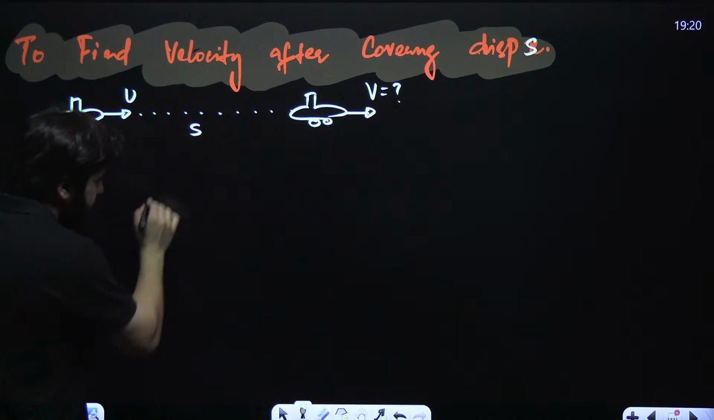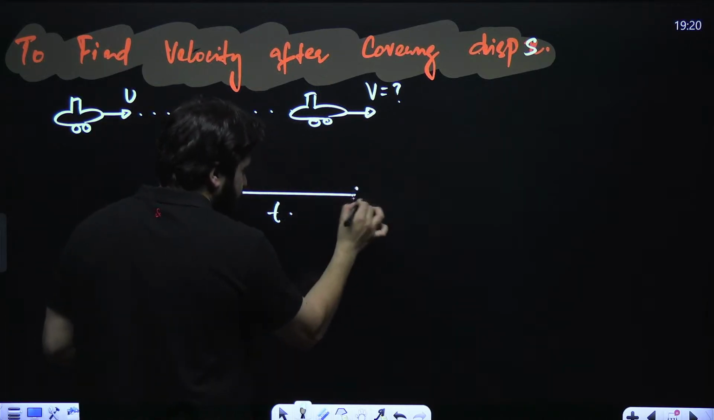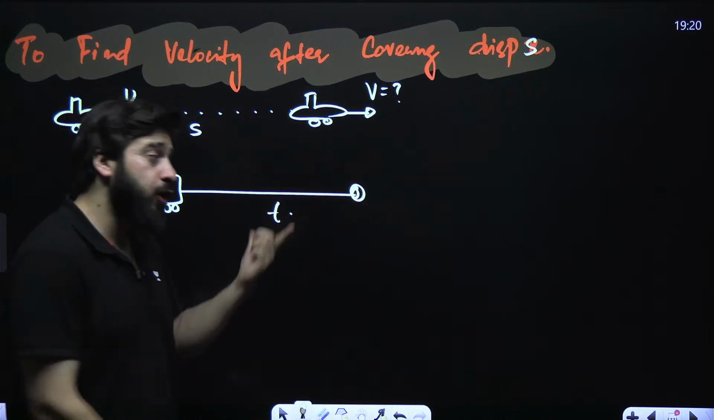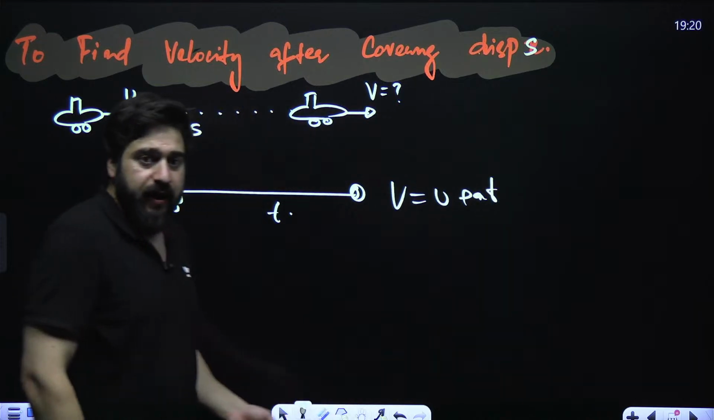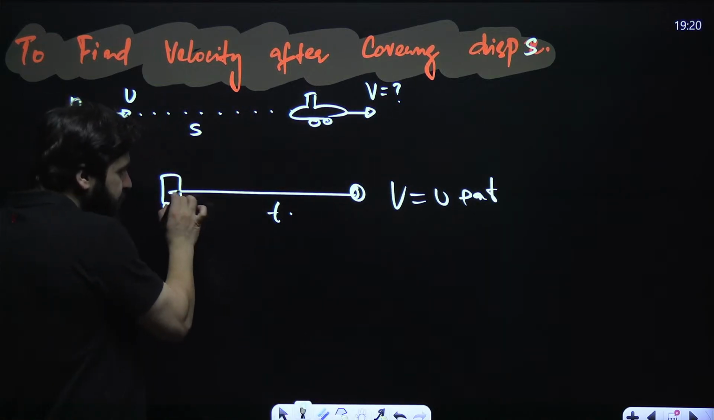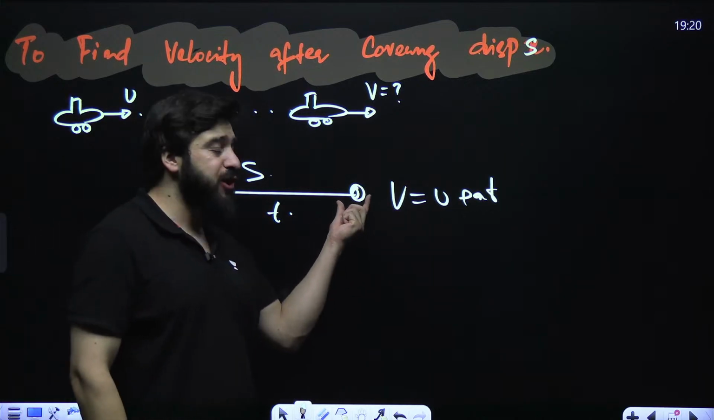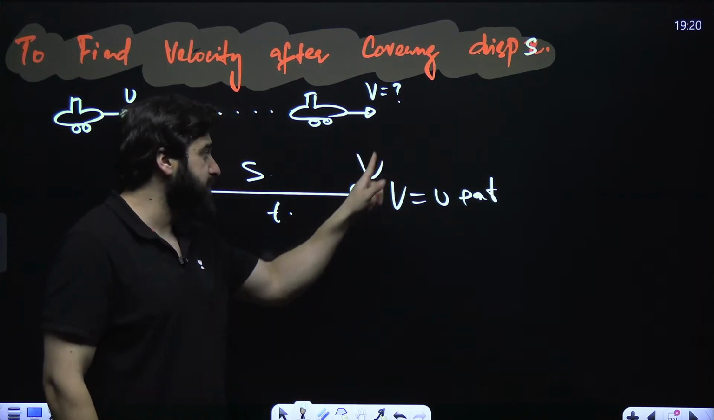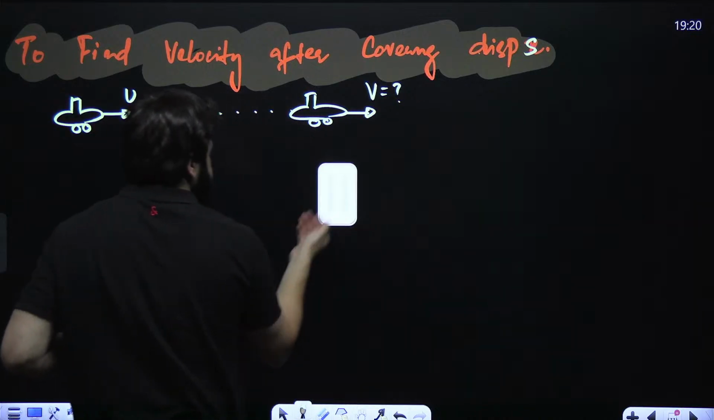If this car started from this point and after time t reached over here, what is the velocity of the car after time t? That we already got: v is equal to u plus a into t. If this car started from this point and has covered the displacement s, what is the velocity of the car after displacement s? These are the two different questions, guys.